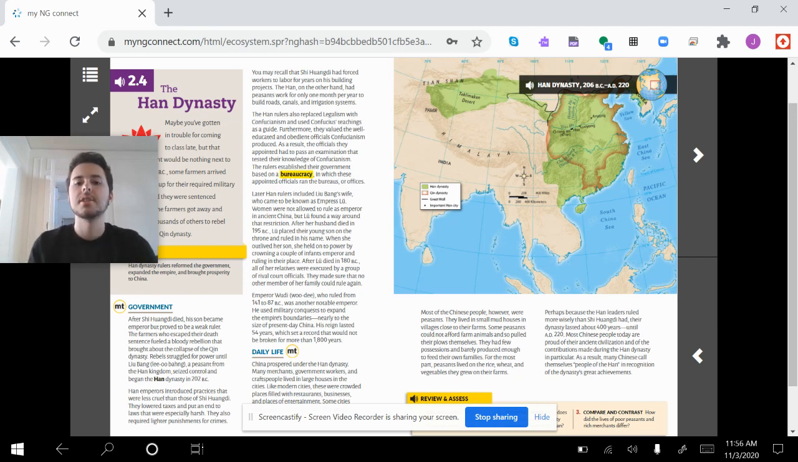The things that characterize the Han Dynasty are, one, they switch from a more legalist perspective.